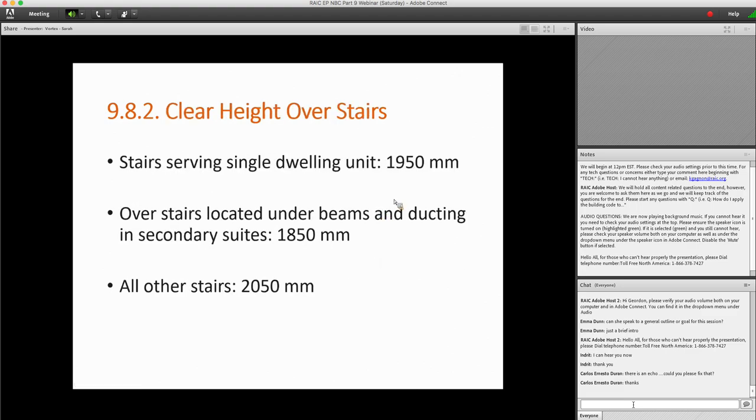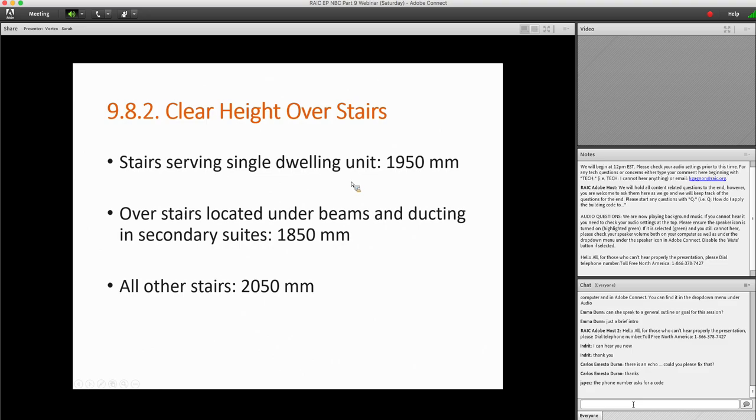Another health requirement is for the clear height over stairs. This is your overhead height above your tread surface. Stairs serving a single dwelling unit must be 1950 millimeters minimum. Stairs under beams and ducting, where you may have some partial lower height areas, maybe 1850, and all other stairs, so this would be in non-residential buildings mainly, should be at least 2050 millimeters above your finished floor or the finished tread surface.